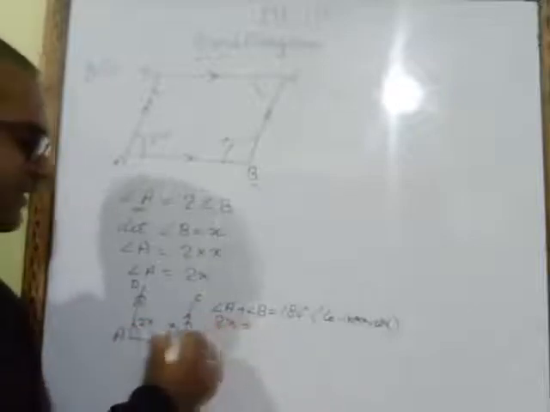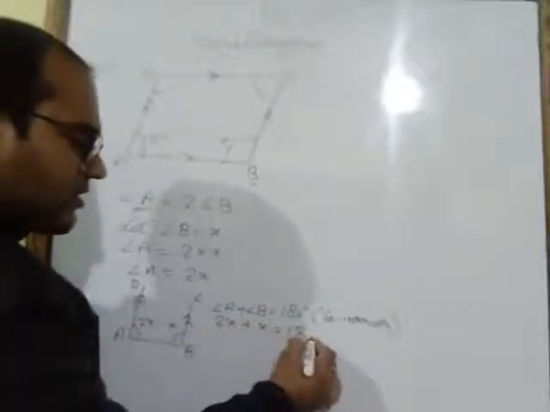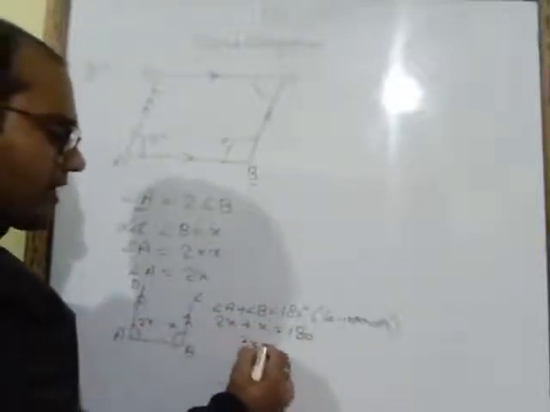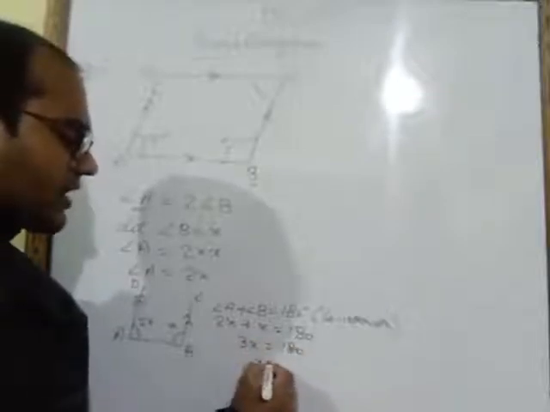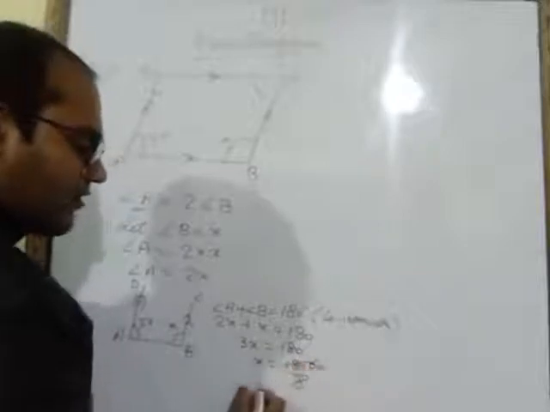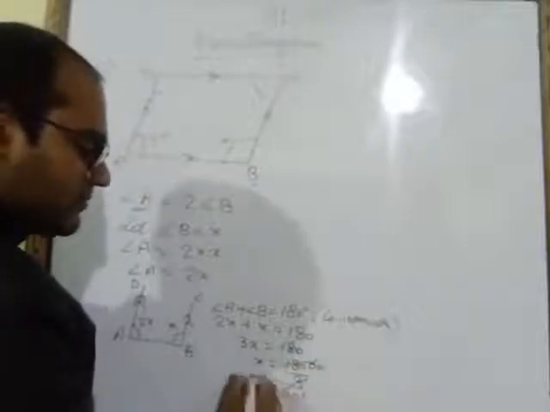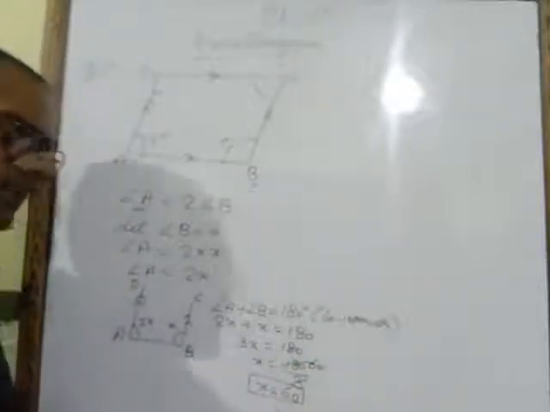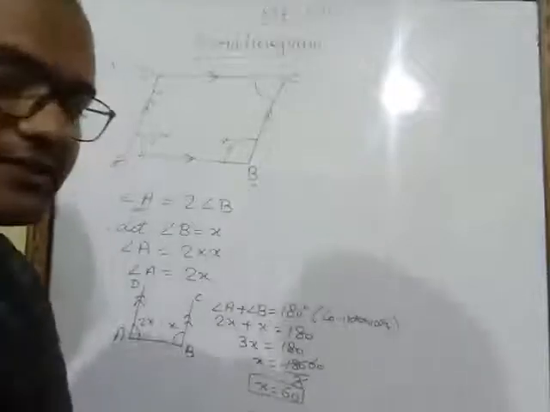Now angle A value is 2X plus B value is X, equal to 180. On adding them we will get 3X is equal to 180. X is equal to 180 upon 3. Final answer of X is 60 degree. So this is the answer of X.